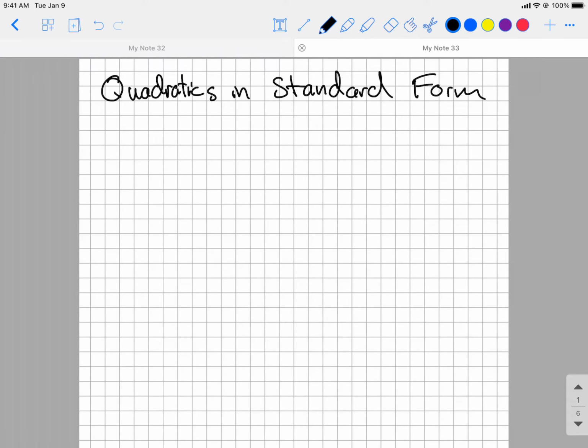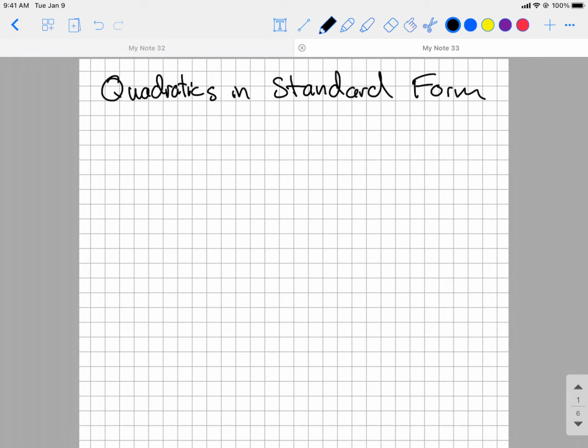Now that you've learned about quadratics in vertex form, it's time to take a slightly closer look at standard form. Before you do this video, make sure you go back and play with the Desmos graph that's been embedded in this lesson to play around and find out what A, B, and C all do. Once you've done that, come back and we'll go through this video together.